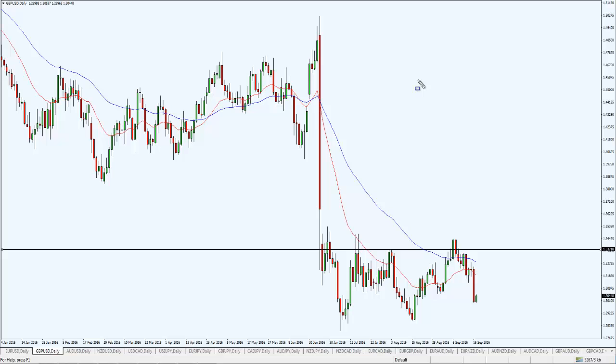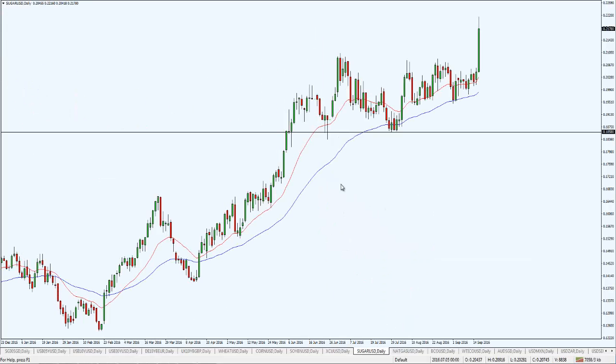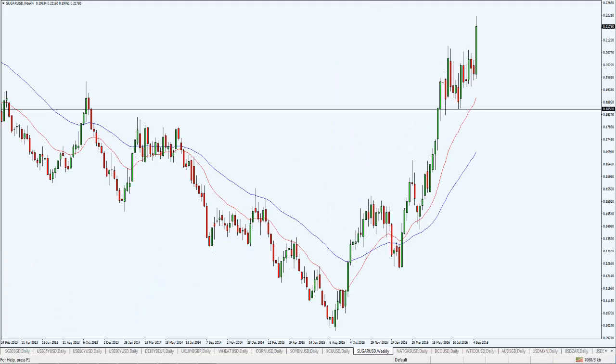Okay, so the next chart that I want to talk about is sugar. It's another trade that I've taken. So this is sugar. Looking at the weekly time frame, you can see that sugar is pretty much in an uptrend. It had a very strong rally and had this long period of consolidation over here.